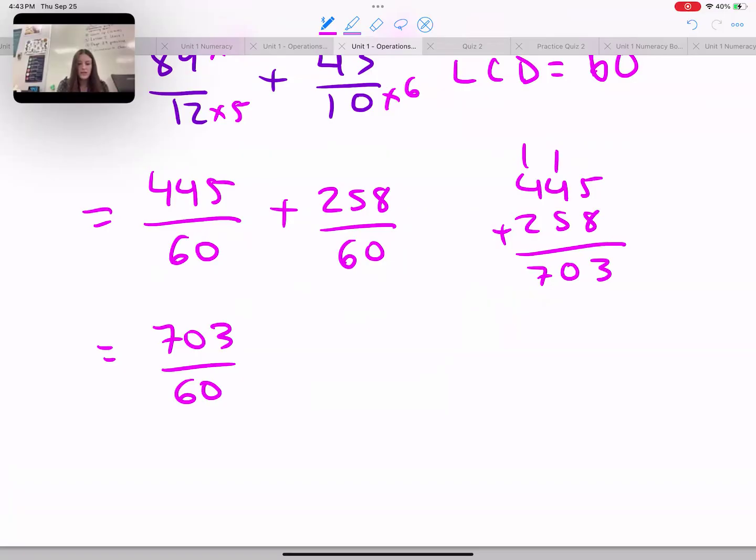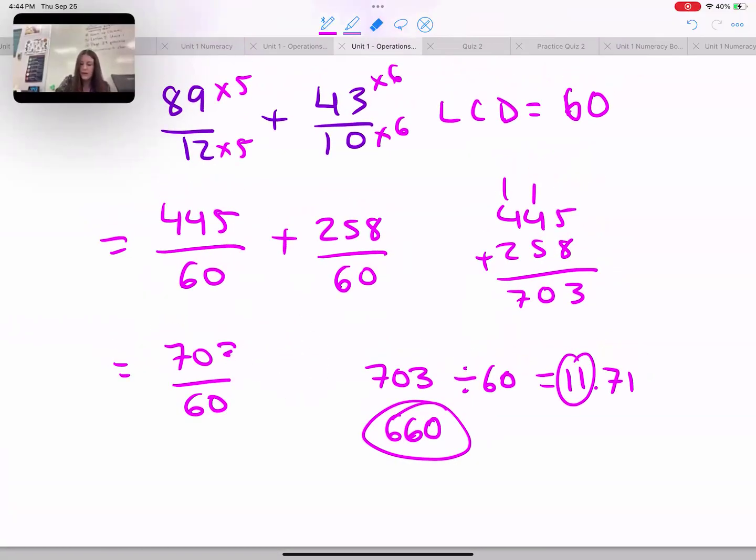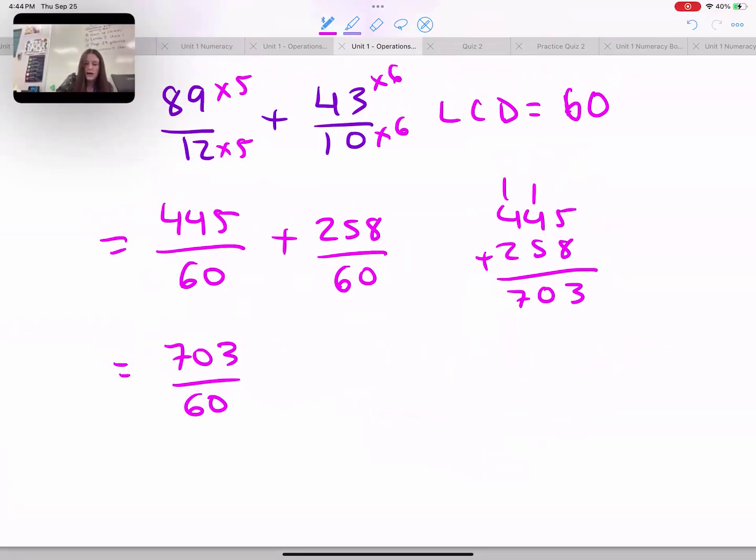So what you can actually do is you can do 703 divided by 60 on your calculator, and that is going to give me 11.71. So I know that 11 is the biggest whole number. So 11 times 60 is going to be 660. So this is the biggest number that I can fit into here and make whole numbers out of. That being said, that's a lot of work. I'm just going to tell you right now, it is 11 and 43 over 60.